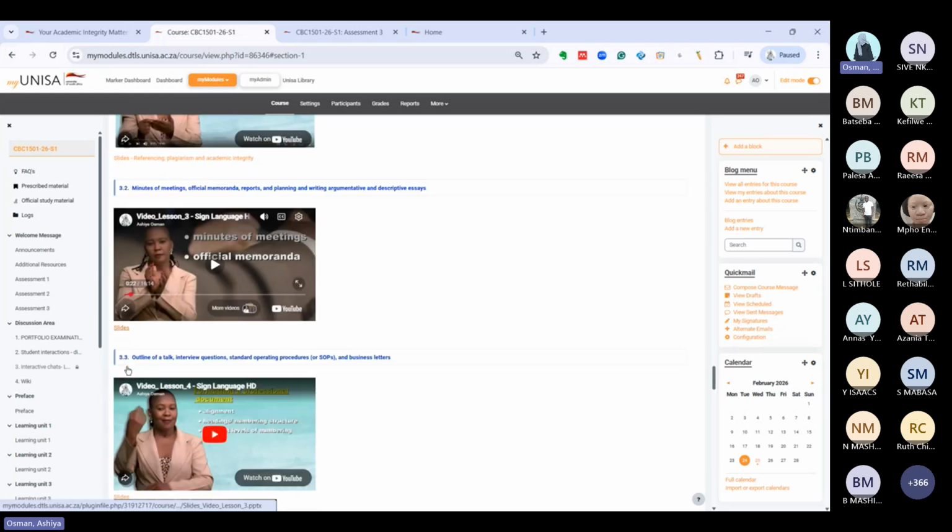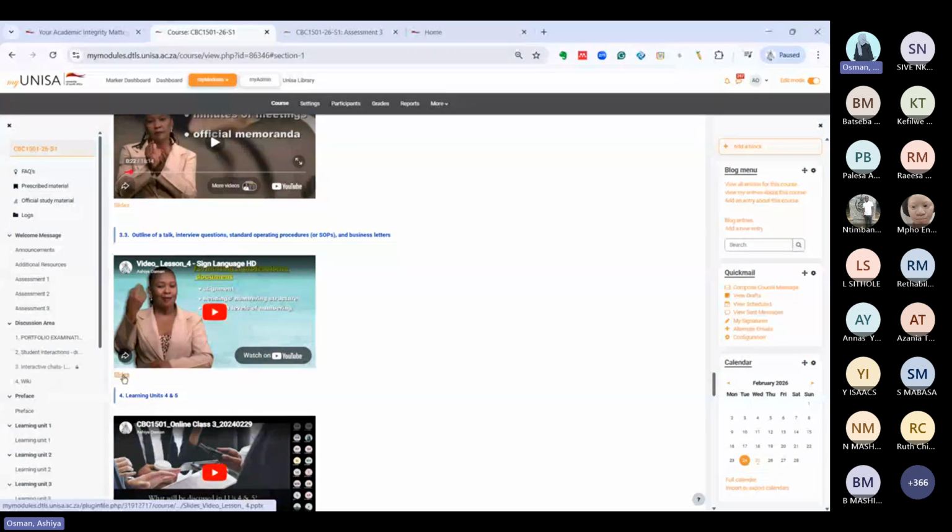You see the slides as well, depending on how you like to study. So if you study section by section, you will be in a better position to understand the module and do well in the module.